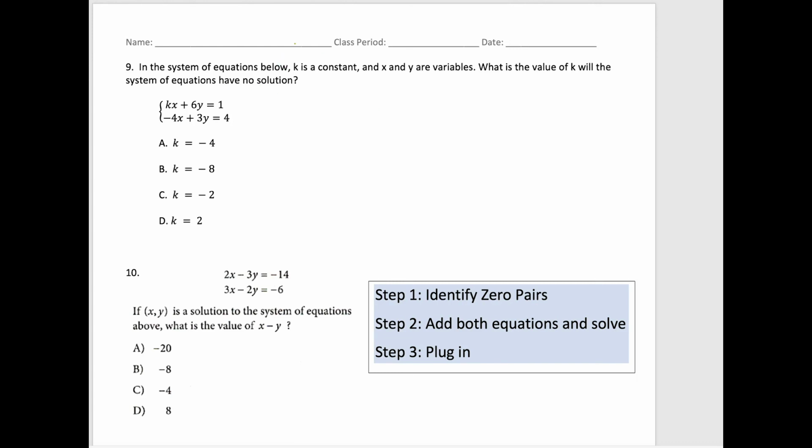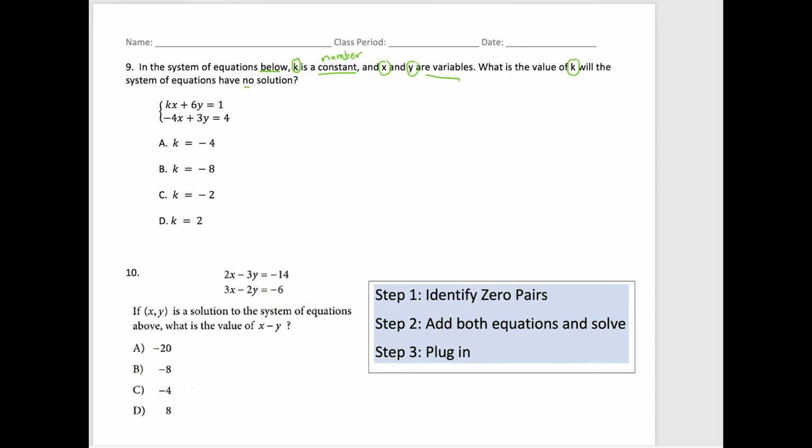So let's read with me. In the system of equations below, k is a constant. Do you still remember what constant means? Constant means 1, 2, 3, 4, a number. All right, here we go. And then x and y are variables. What is the value of k for which the system of equations will have no solution?